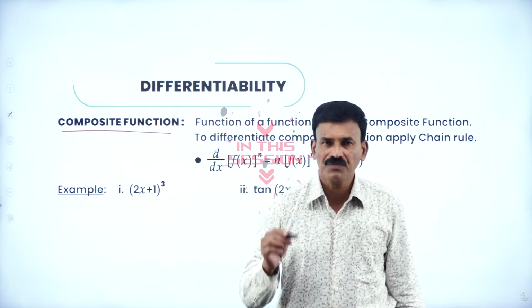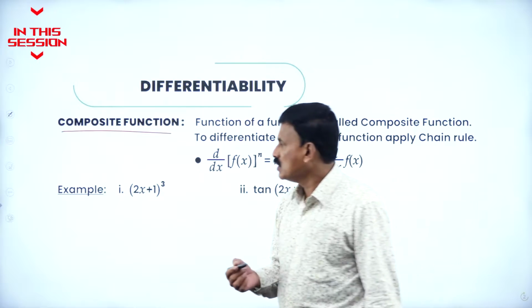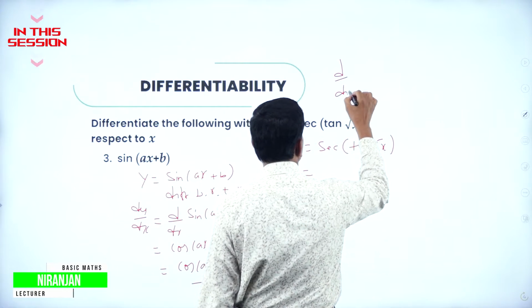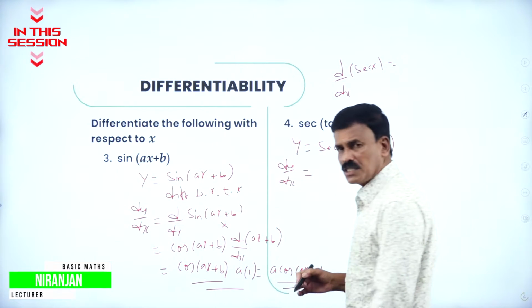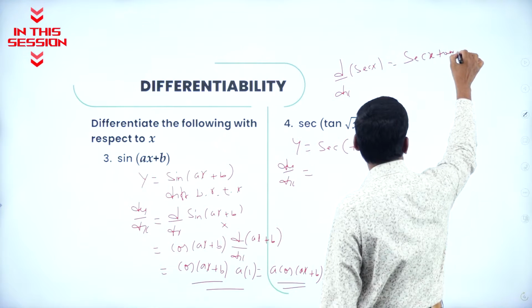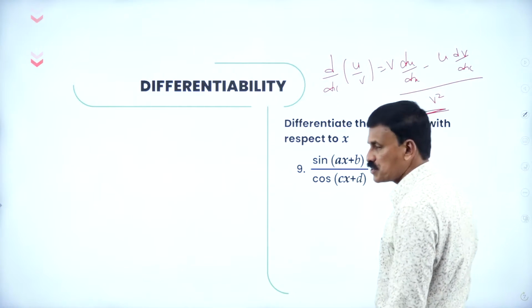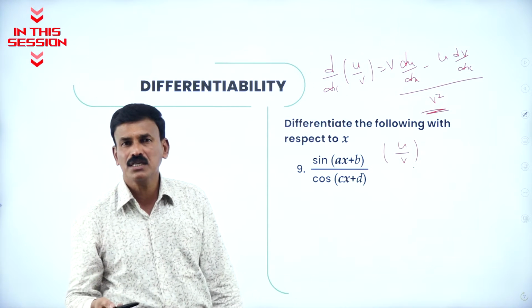Differentiation of a function that is called a chain rule. You know what is the derivative of secant x? What is d by dx of secant x? D by dx of secant x is equal to secant x into tan x, right? Denominator into differentiation of numerator minus numerator into differentiation of denominator divided by denominator square.